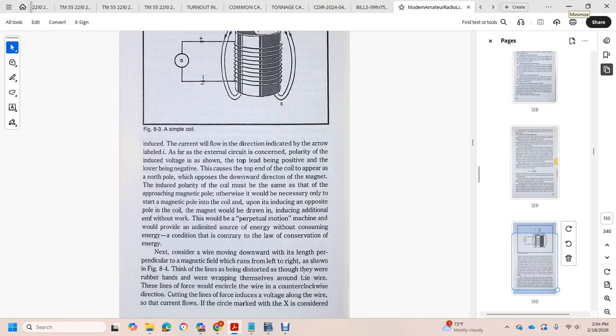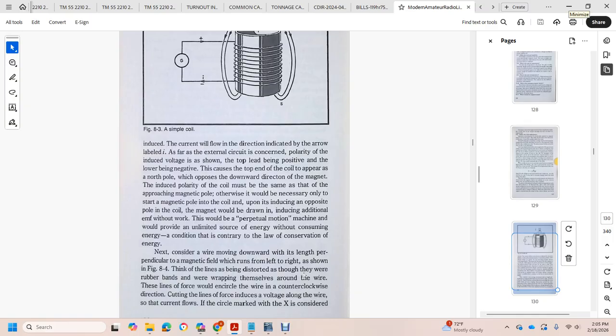labeled I. As far as the external circuit is concerned, the induced voltage is shown with the top of the coil positive and the lower end negative. The top of the coil does appear as a north pole, opposing the downward direction of the magnet. The induced polarity of the coil may also be the same if the magnet is approaching the coil, otherwise it would be necessary only to reverse the polarity of the magnetic coil.